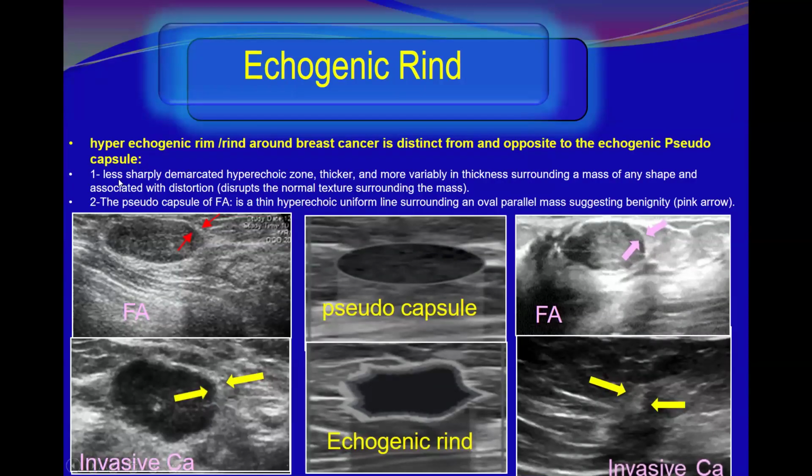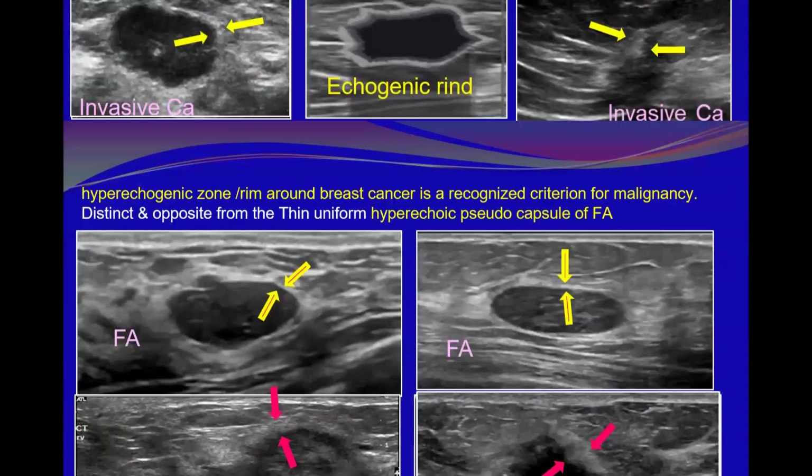Okay, here we said that the rind is a less sharply demarcated, hyperechoic zone, thicker, more variable in thickness, not uniform, surrounding a mass of any shape, and associated with distortion because it disrupts the normal texture in the surrounding mass. While the capsule, or pseudocapsule, is a thin, hyperechoic, uniform line, completely surrounding an oval, benign-appearing mass.